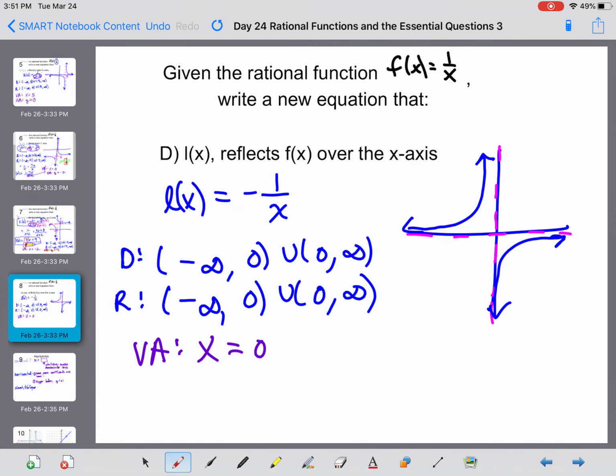And then let's look at our last one here. This would be a horizontal asymptote. I can look at my rough sketch right here, and I can see that I have y equals 0, or I can see that I have bigger on the bottom. So that means I'm going to have an automatic y equals 0 for my horizontal asymptote.